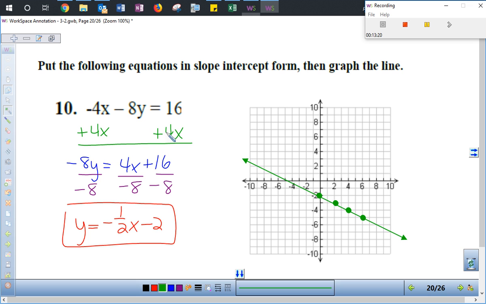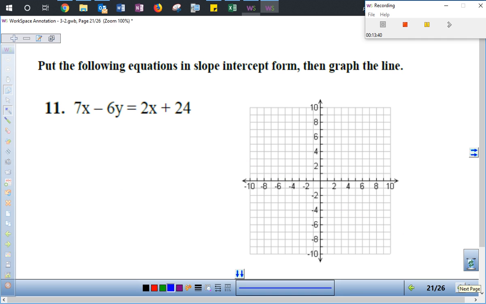After adding 4x to each side and dividing each term by negative 8, you should get y equals negative 1/2 x minus 2. Start at negative 2 on your y-axis and go down 1, to the right 2, down 1, to the right 2, down 1, to the right 2, and this should be your resulting graph.